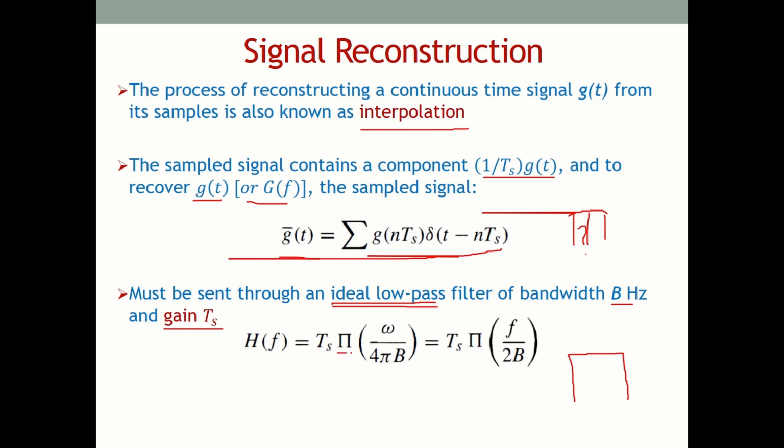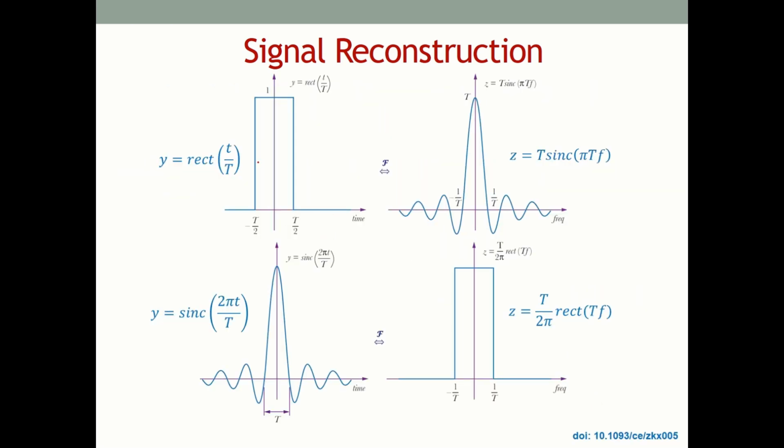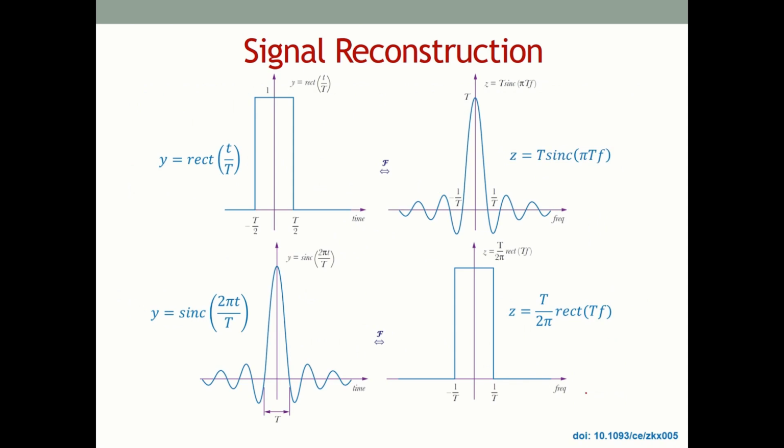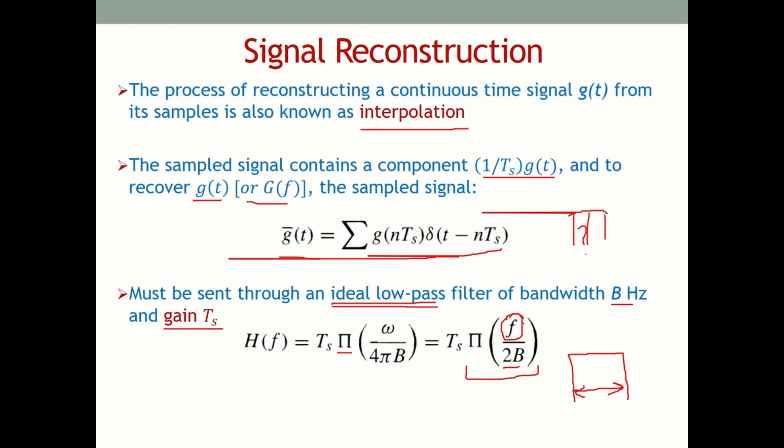So we have this function rect, and it's omega by 4 pi B in terms of radian frequency. In terms of hertz, it's f by 2B. So 2B, as we know, is the width of this rectangle. To give an idea of how the rectangle and sinc are related, in this case the rectangle is in the frequency domain. Let's look at this rectangle, which is in the frequency domain, and it has rect(Tf). So this f lies here.